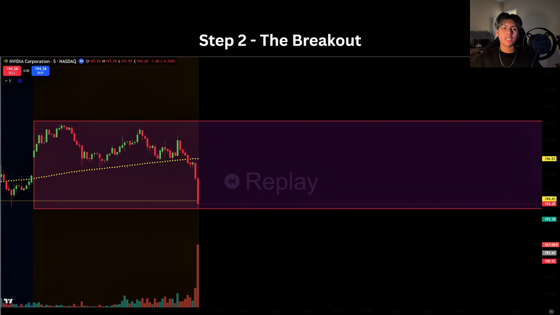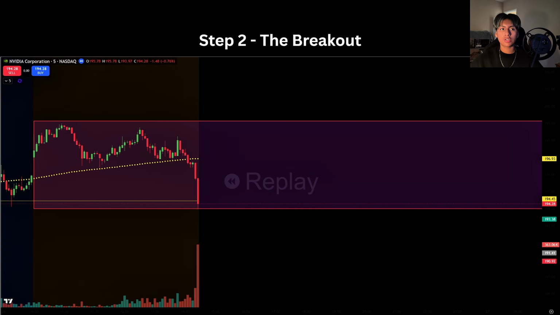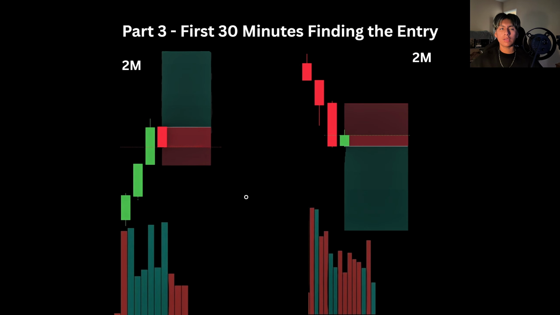So part 2. Once I see a breakout of either level, that is essentially when I start looking for an entry. But I always look for a specific trend and the setup. So part 3, finding the entry. These are my go-to setups. I always look at the trend and the volume chart, and I always look for a specific candle setup.